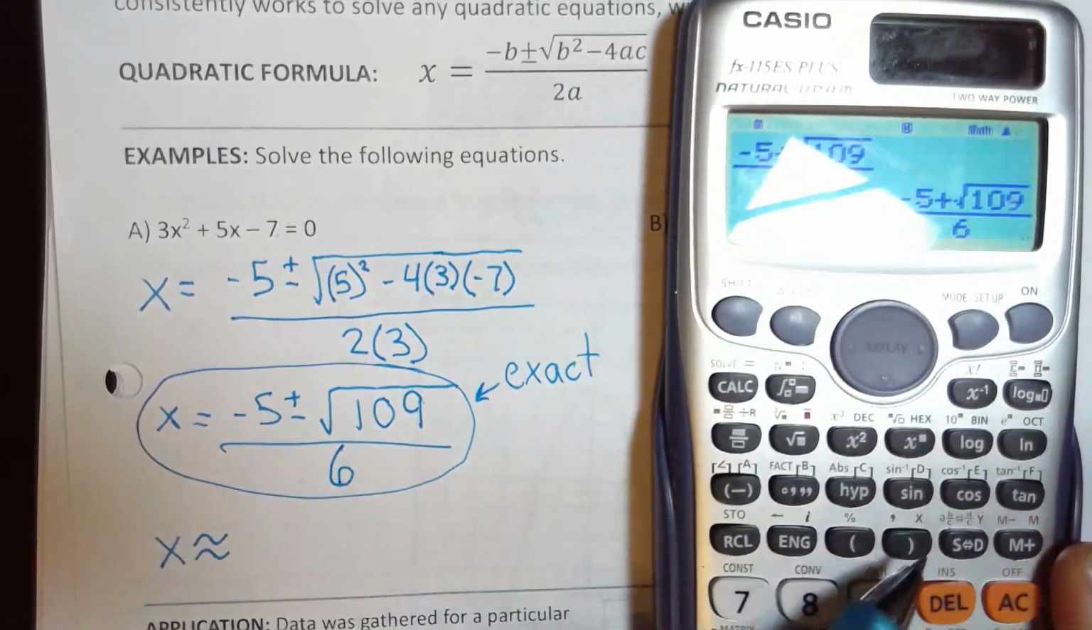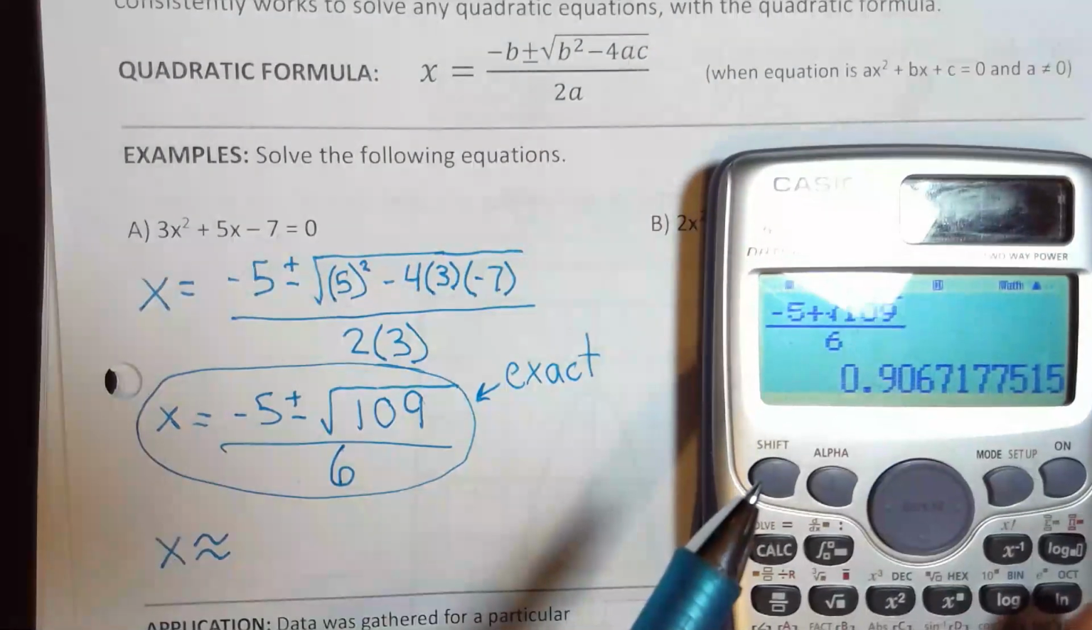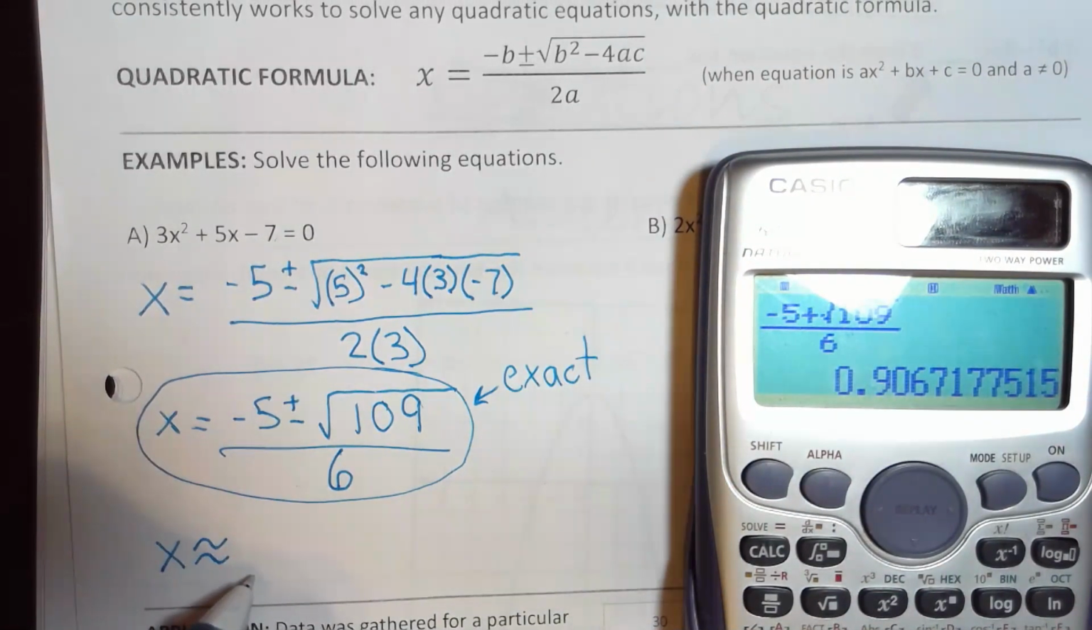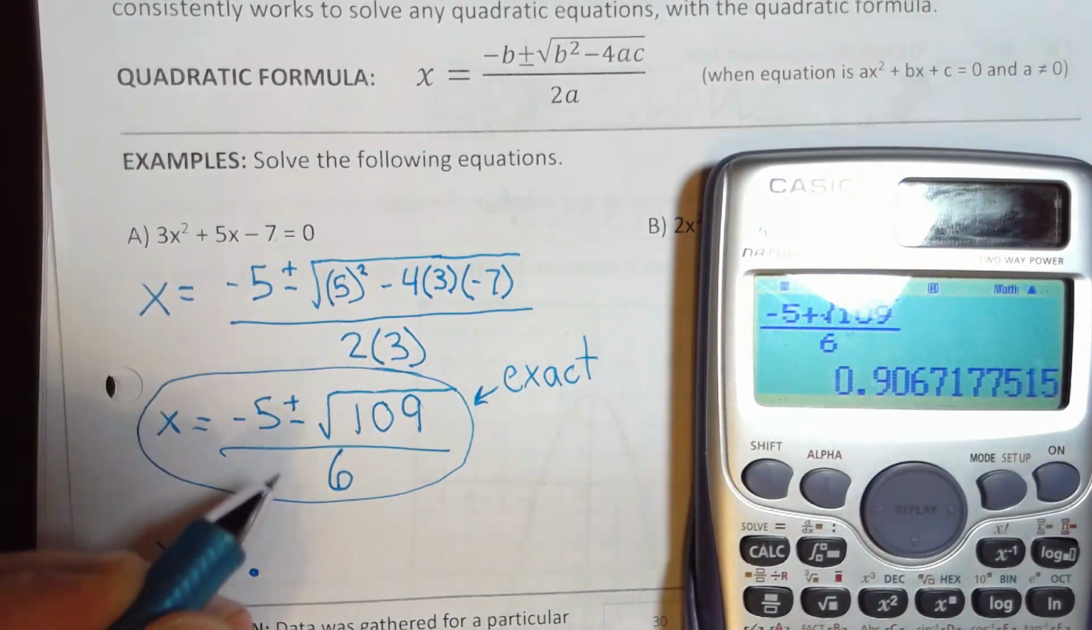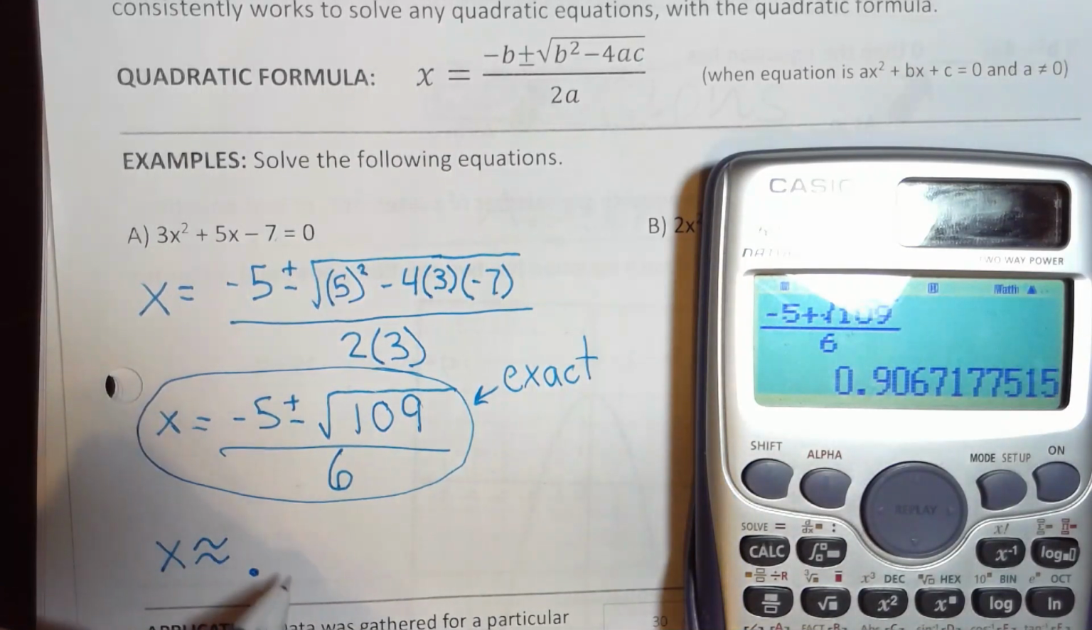But my calculator right here has a button that allows me to go from the exact answer to a decimal approximation. So we're going to say that my solution, my x, equals approximately 0.9, let's just say 0.91. We'll round it off at the hundredths place.